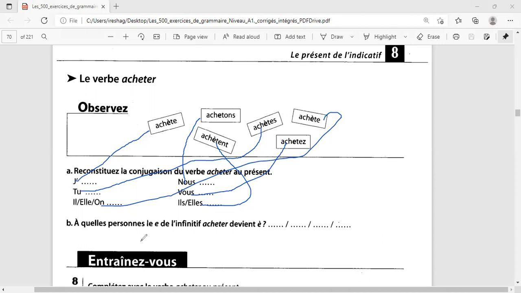À quelle personne, to which persons, le E, I, the letter E, the l'infinitive, acheter devient E accent. So what are the assumptions you met, like you saw there? What are the assumptions? What's happening?